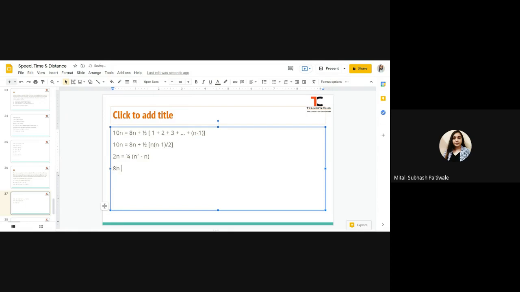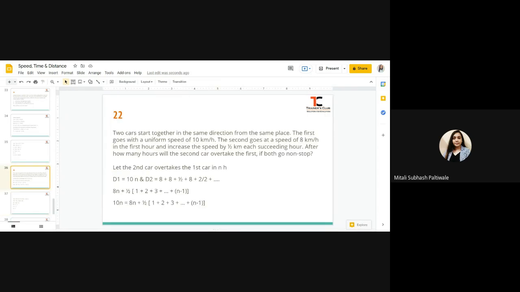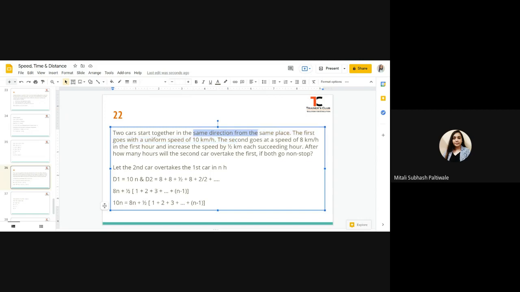2n into 4, 8n is equal to, again the same thing will be there. So 8 is equal to n minus 1, which is equal to n is equal to 7. Sorry, n is equal to 9, not 7. Look at this. We have not done anything new. We have just done one thing. Here they were saying same direction from the same place. Same place means the same distance.